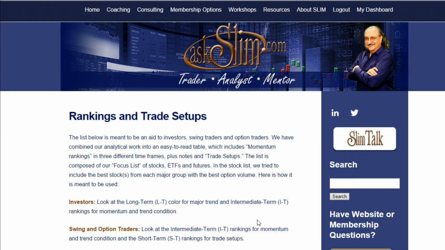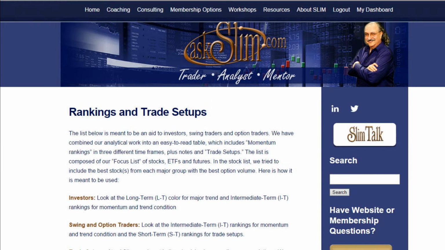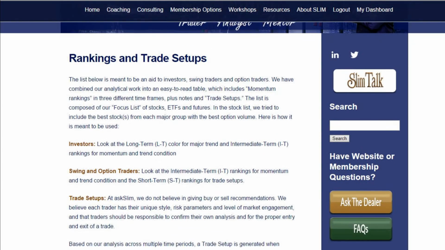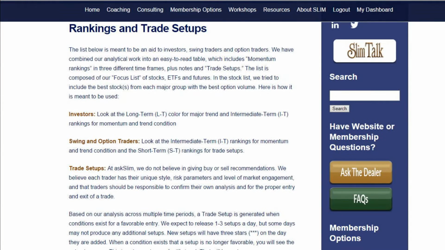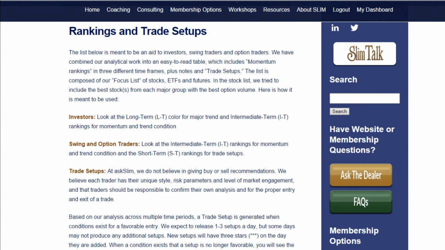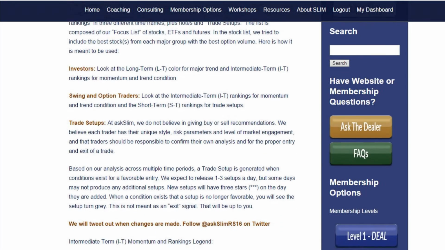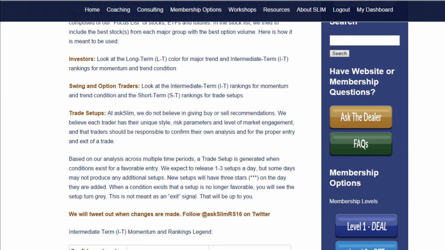And this is what that page looks like. And you can see in here, as I begin to scroll down, there's a lot of information, which is just a description of what rankings and setups is. It tells you how investors would look at it and use it, how swing traders and option traders would use it, and about our trade setups, which are all three of the key things that you're going to look at in here. So when you go in there, you can read that. In fact, I'm leaving it up here right now so you can read what this looks like.